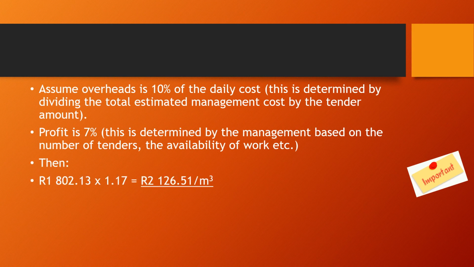So now the total of 7% plus 10%, that's 17%. So we could then say our initial rate of 1,802 rand 13 cents times 1.17, this is another way of saying times 17%, is equal to 2,126 rand 51 cents. So this would be the price you would submit in your tender document for 20 MPa concrete. Now let's take this figure and put it in our tender document.